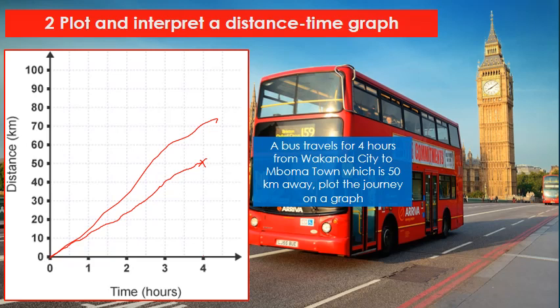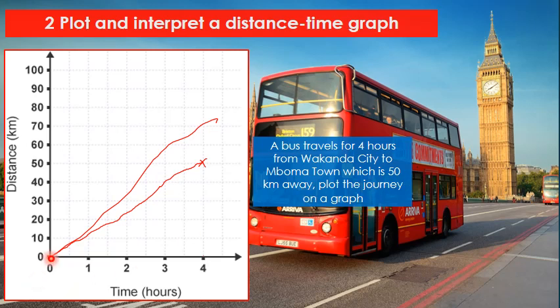Now we want to learn how to plot and interpret a distance time graph. So the first thing that we want to work on is, how do we plot a distance time graph? We are given a distance time graph like this one. This side is distance, this one is time, right? We are told that a bus travels for 4 hours from Wakanda City to Mboma town, which is 50 kilometers away. Plot the journey on a graph.